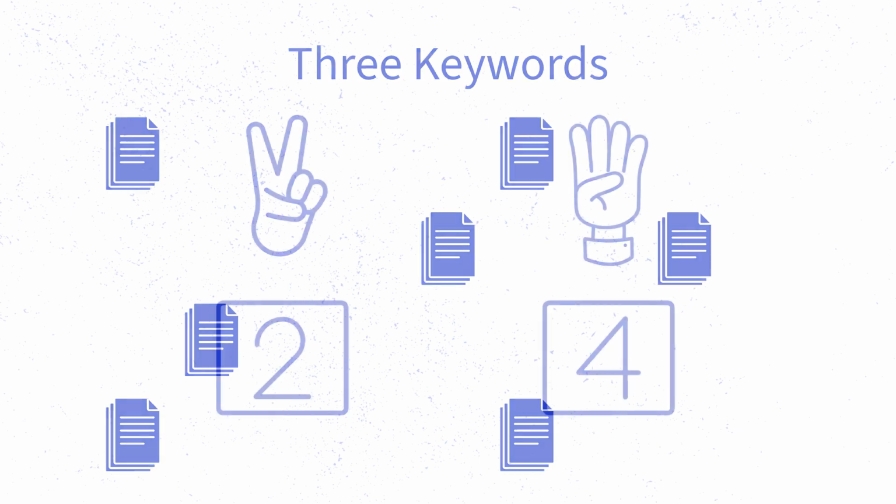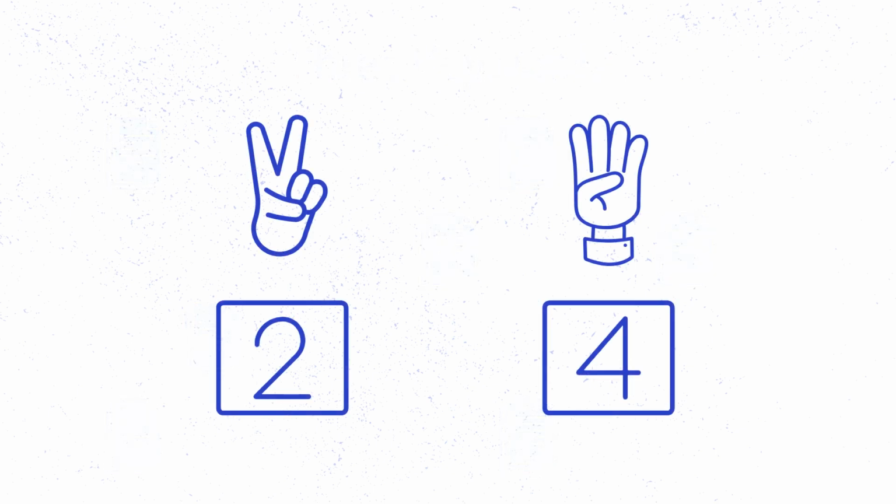Generally speaking, you want to use between 2 and 4 keywords for your search. Use only one keyword, your search will be too broad, with too many returns. Use more than 4, and your search might be so specific that you get too few results, or even none.